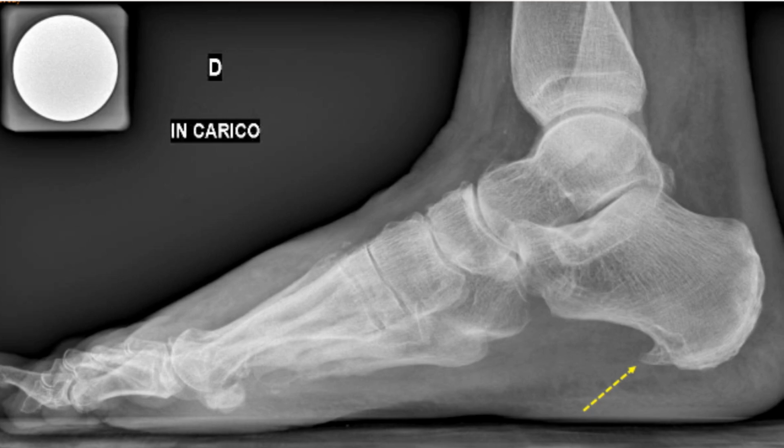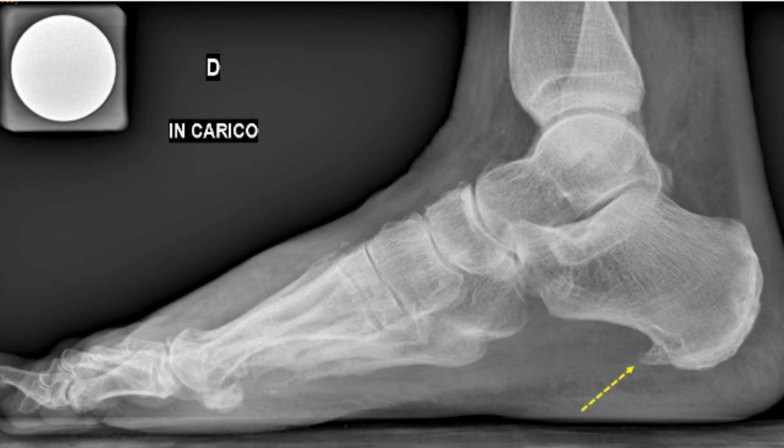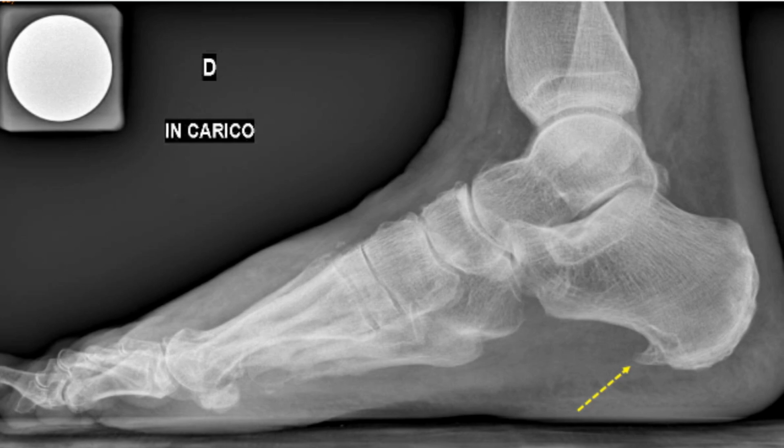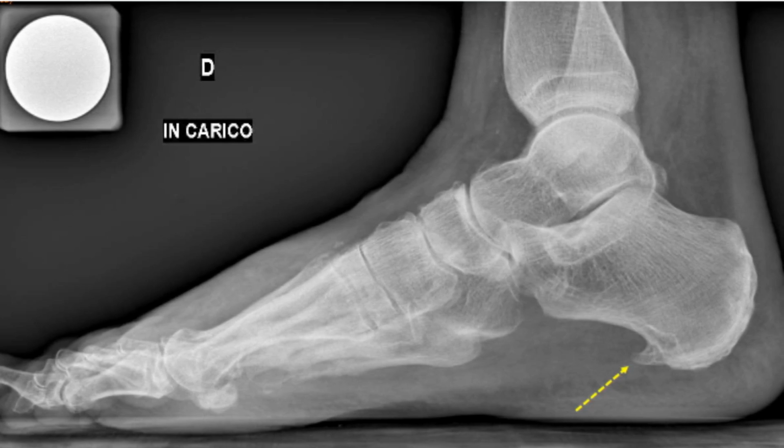at the lower part of the calcaneus, or a posterior spur, that is at the level of the insertion of the Achilles tendon. These two types of spur can be present in isolation or be present at the same time. In this video, we will discuss the plantar calcaneal spur, i.e., the one under the heel.